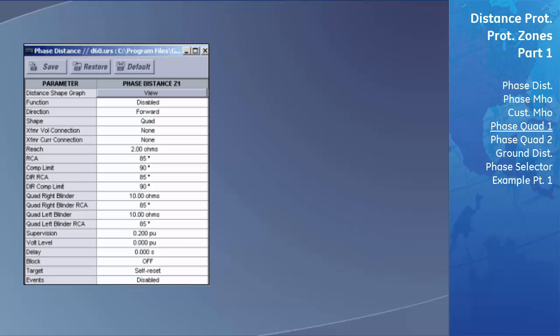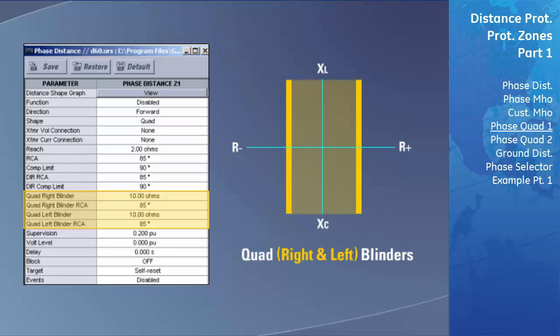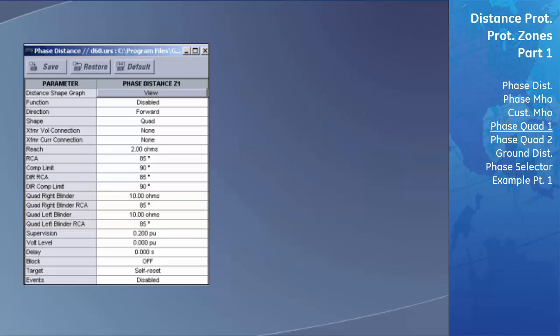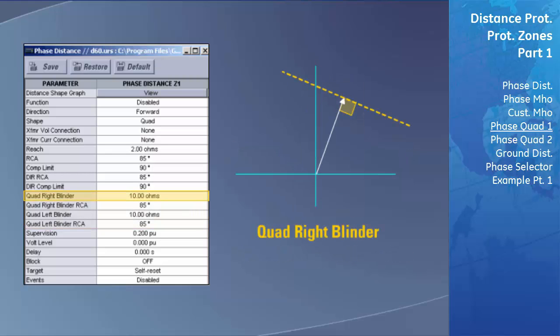We will now skip down a few settings to the comparators that are only used by the quad characteristic. These settings have the prefixes quad right blinder and quad left blinder. These settings configure how far in both the positive resistive and negative resistive directions your quadrilateral zone will extend. The right blinder defines how far along the positive resistance axis will be included in our quadrilateral zone of protection. This setting is entered into the D60 in secondary ohms.